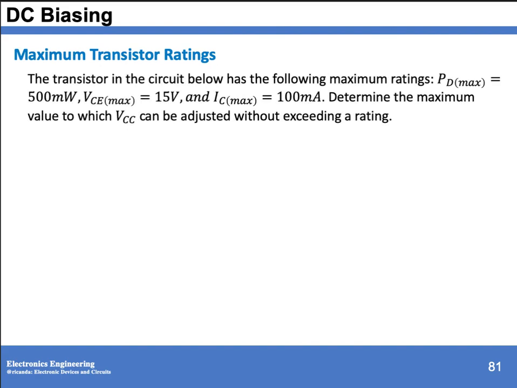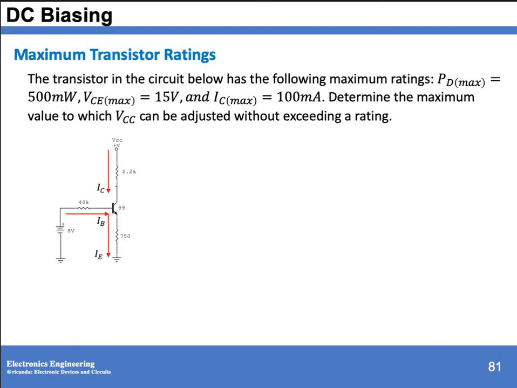Another example. The transistor in the circuit below has the following maximum ratings. The PD maximum is 500 milliwatts, the VCE maximum is 15 volts, and the IC maximum is 100 milliamperes. We have to determine the maximum value to which VCC can be adjusted without exceeding the given ratings. So we have this circuit, and the currents flowing in the circuit: IC and IB going into your transistor, and IE going out from your transistor.